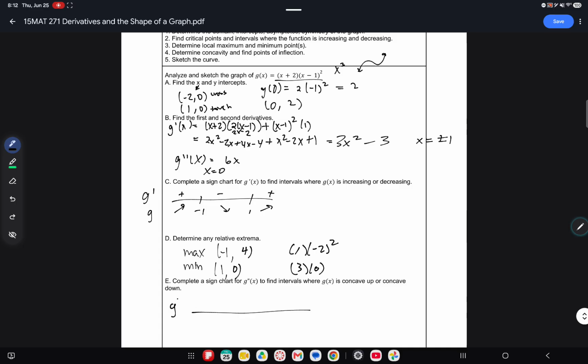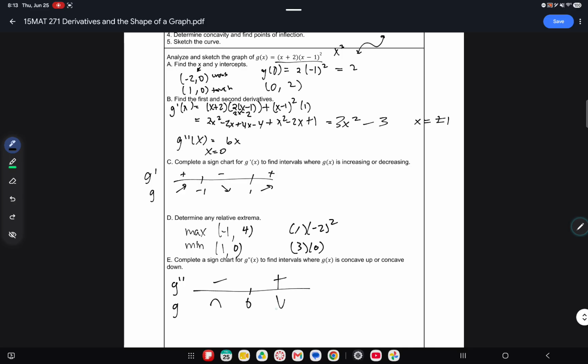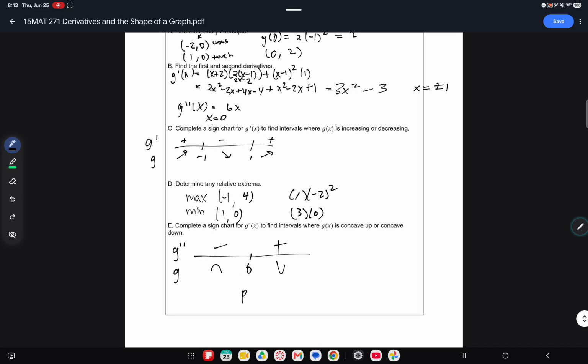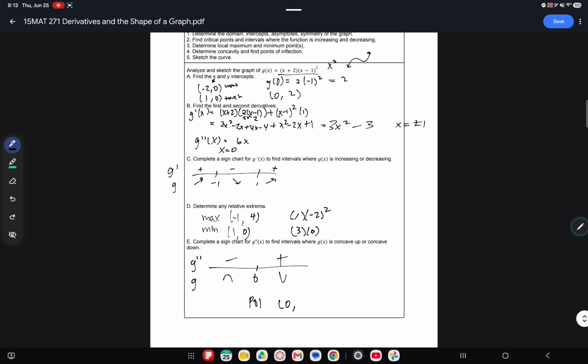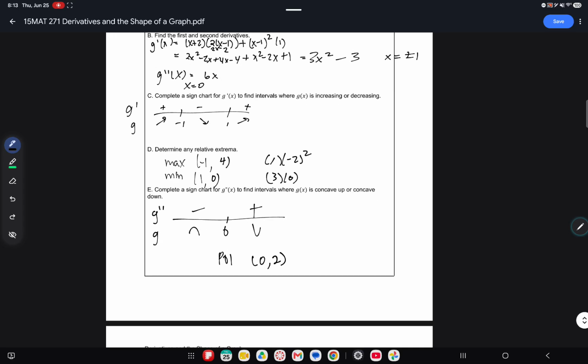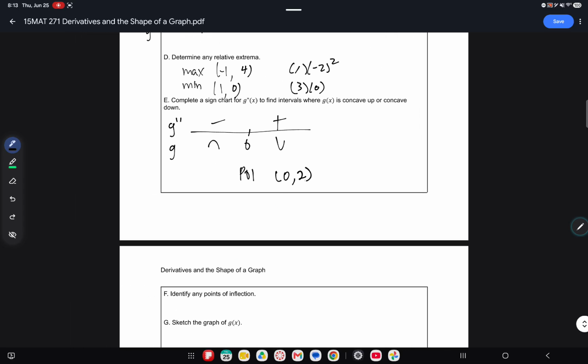All right, second derivative, that critical value was 0. And then if we look at negative, we have a negative number times 6, so negative, and then positive, which means concave down, concave up, which means we have a point of inflection at 0. If I plug that in, we've already done that in the first part. If I plug in 0, I get 2. So the point of inflection is 0, 2.